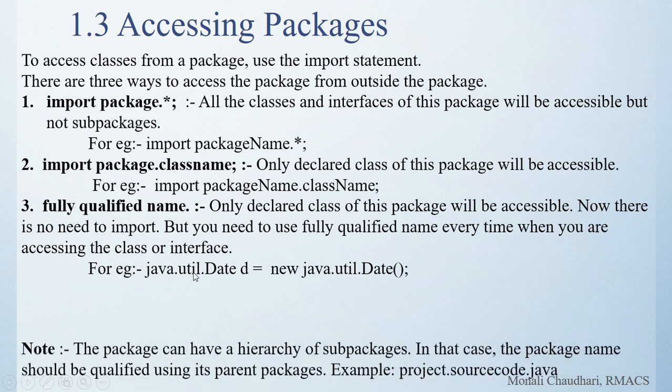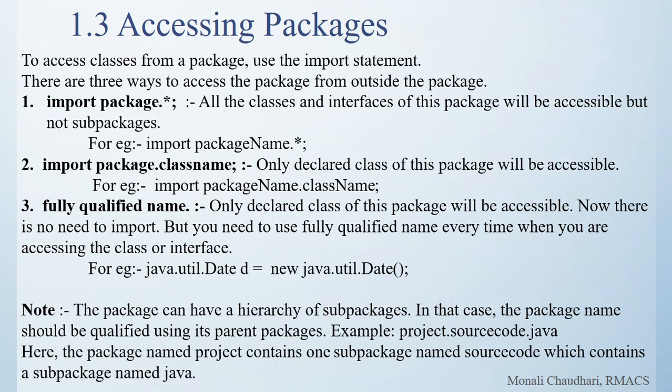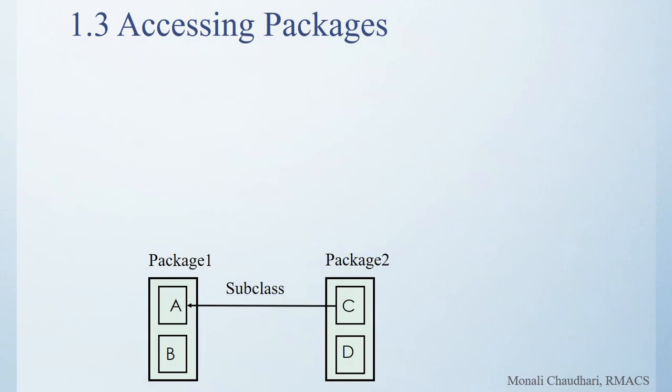Now we can see that a package can have sub packages also. For example, the project package has source code, which has Java. Similarly, in this above example, the Java package has a util package as a sub package, and this util sub package has a class called date. This is the way we have accessed the package.